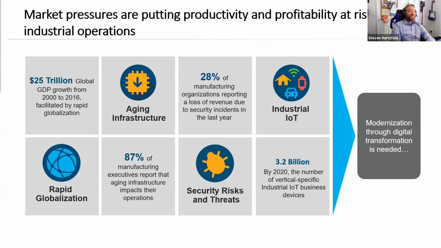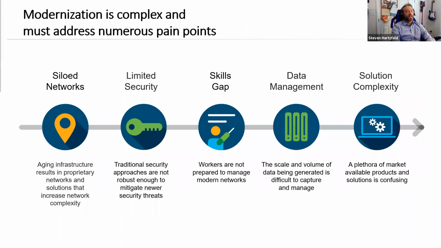To add to these challenges, there is the continued influx of data from a growing number of industrial IoT, or Internet of Things, devices, which is expected to have grown to 3.2 billion devices this year. And it's apparent that the existing and aging infrastructures just can't cope with it. So digital transformation through modernization is needed, but modernization is complicated and it must address numerous pain points.